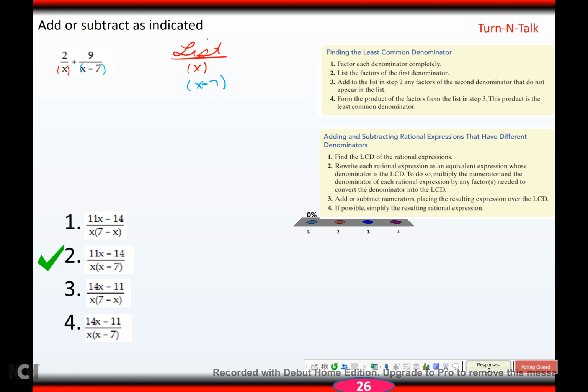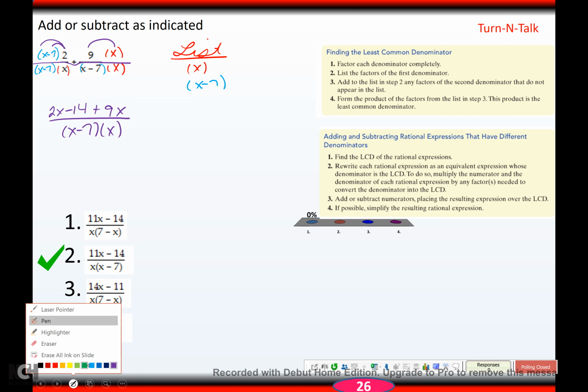So if I look at what's missing, this one has the x, but it's missing the x minus 7, so I'm going to multiply the top and the bottom by that. My second one has the x minus 7, he's missing the x, so multiply by x, and on top also. And now we have the same denominator, so I can keep the denominator, which is an x minus 7 times an x. So I'm keeping the denominator, and I'm going to do the math on top, which is going to give me 2x minus 14 plus 9x.